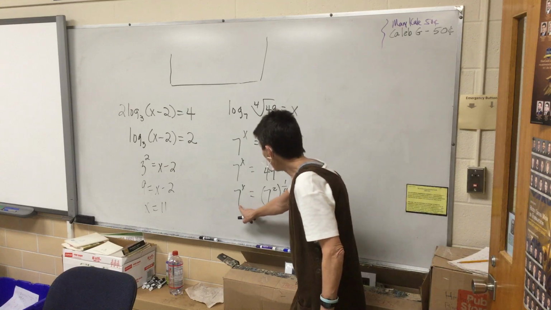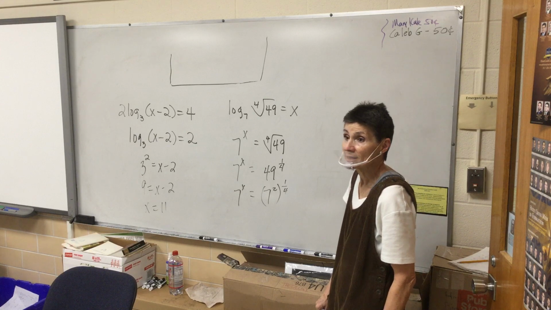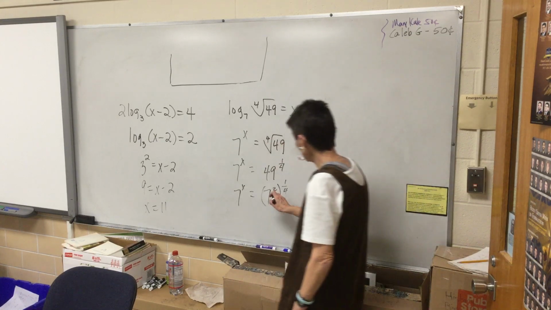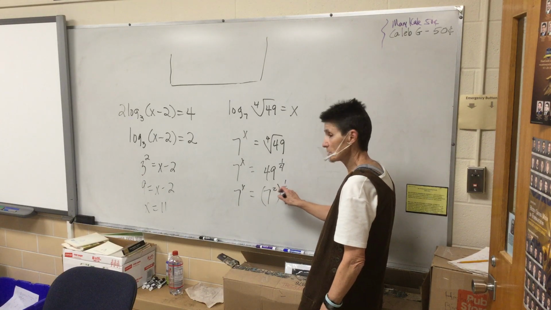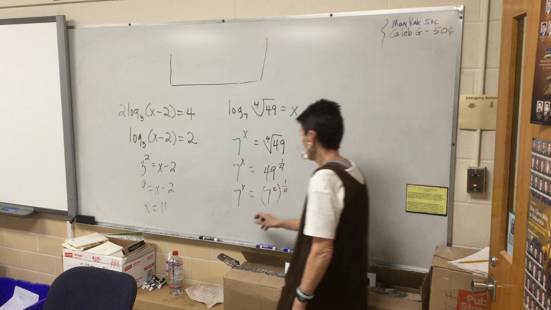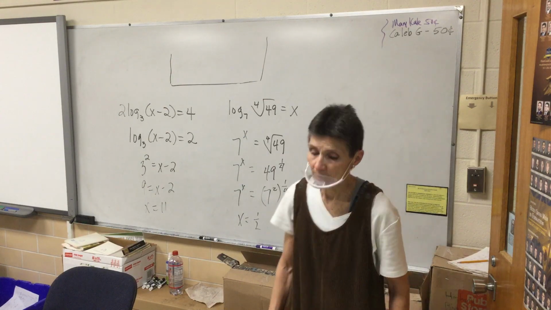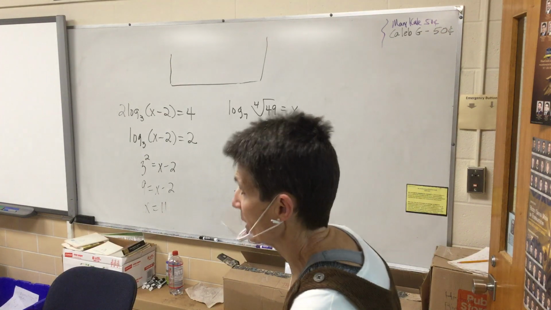And once we have the bases the same, we can set the exponents equal. So, double exponent always means multiply. So we're going to multiply those together and get 2/4 or 1/2. So x equals 1/2. Remember, anytime you have an exponent next to an exponent, it's a multiply.